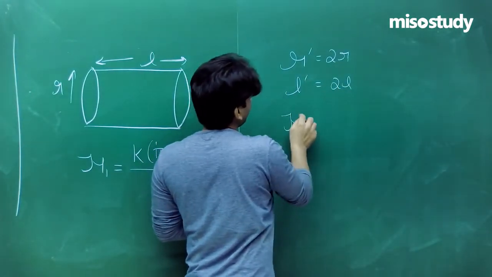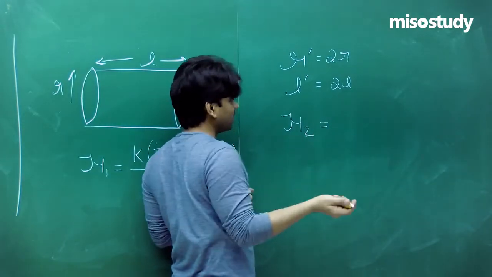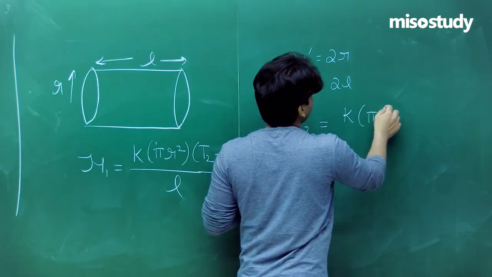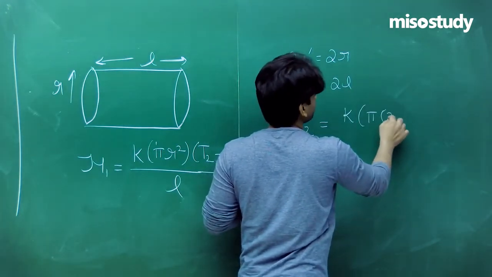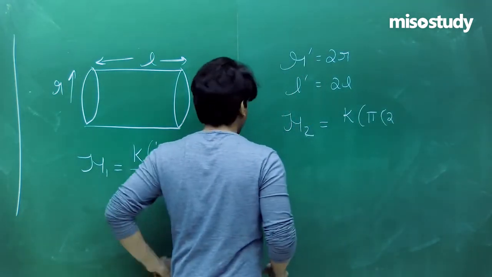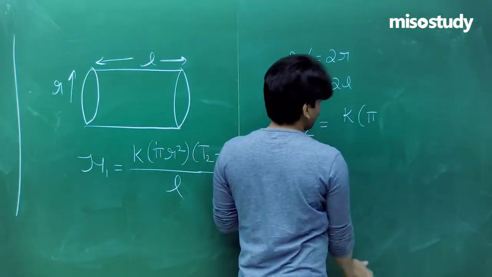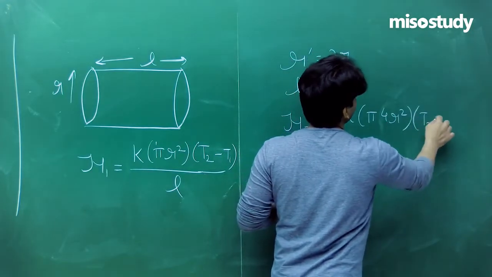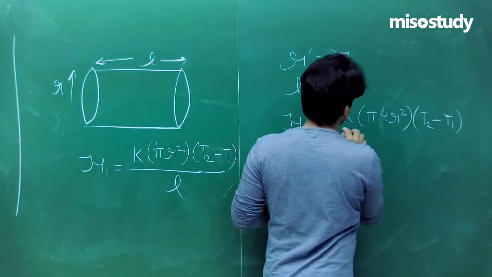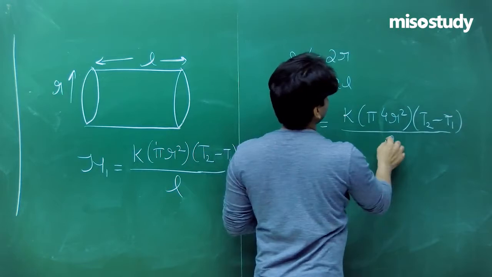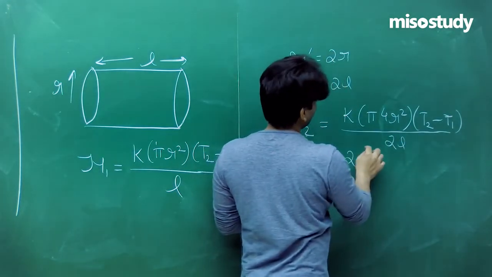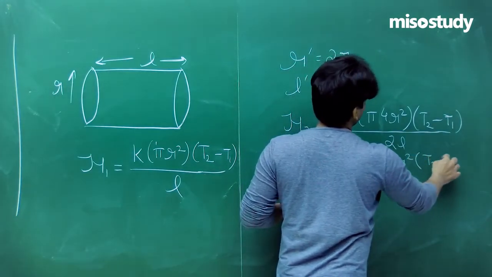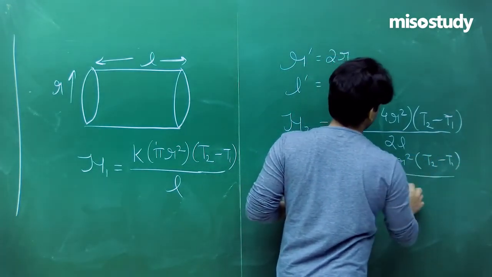So if I put the rate of heat energy transmitted, H2, K will be same, area will be pi into 2R whole square. That will give you 4R square, multiplied with T2 minus T1, divided by length 2L. So this will obtain 2K pi R square multiplied with T2 minus T1 divided by L.